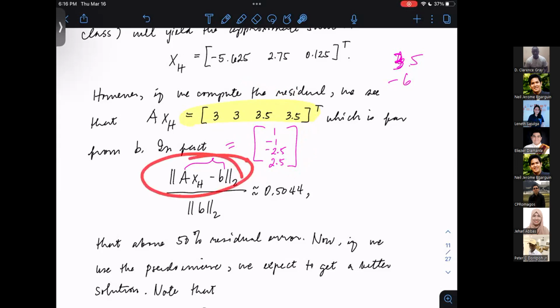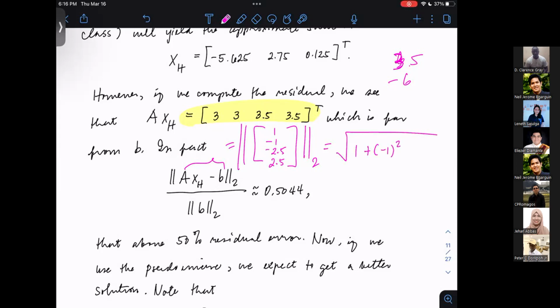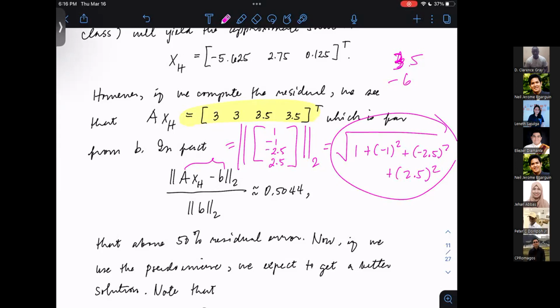That's why we compute the norm of that vector, right? So we simply do the L2 norm. This would be the square root of 1 squared plus negative 1 squared plus negative 2.5 squared plus 2.5 squared. Whatever this number is, that's the L2 norm of the residual vector, and we are hoping that it is small enough or close enough to zero. But again, there's a problem in interpreting this kind of data. Let me use a calculator to compute this so that we will have a better discussion about the numbers here.